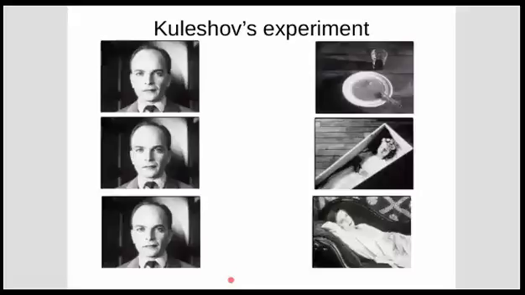The food and the man suggested that the man was hungry. The dead child and the man suggested sorrow and grief and bereavement. And the woman and the man suggested arousal and excitement. Check out the Hitchcock explanation of this, which is a little bit more contemporary. Okay?